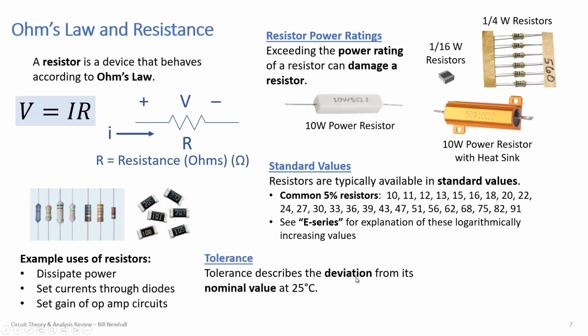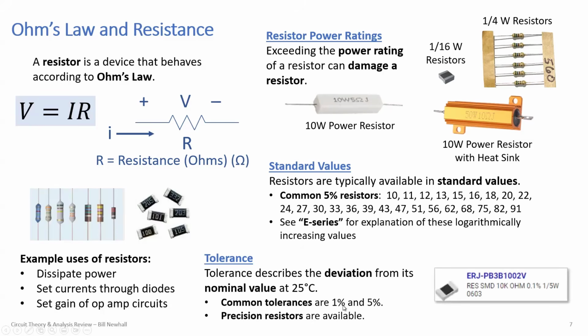So the tolerance describes the deviation from its nominal value at 25C. So if you have a resistor that you pull out of a box, oftentimes that tolerance is, well, if you have a 1,000 ohm resistor, it could go up 5% by 50 ohms or down 5% by 50 ohms. And that's what you would see. And then there's also temperature characteristics of resistors. And common tolerances are 1% and 5%.